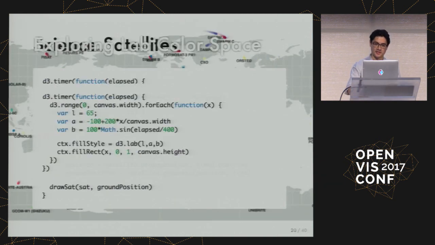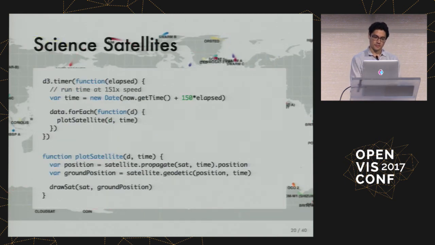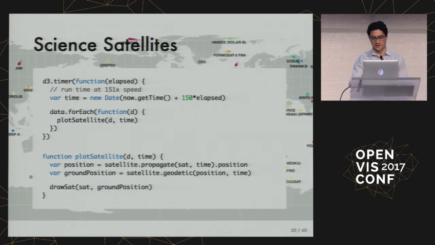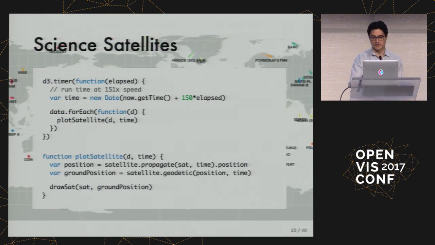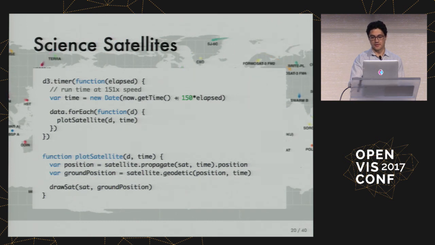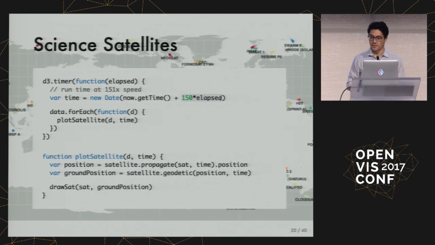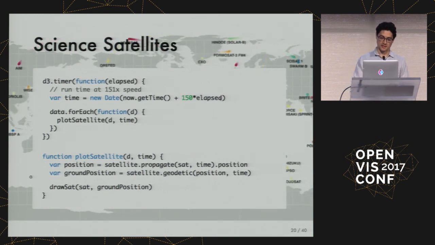So I'm using it here with satellite.js to just plot satellites. The way this code works is it creates a date, gets the current time, adds on 150 times the ops time, so it's basically running time at 151x speed.